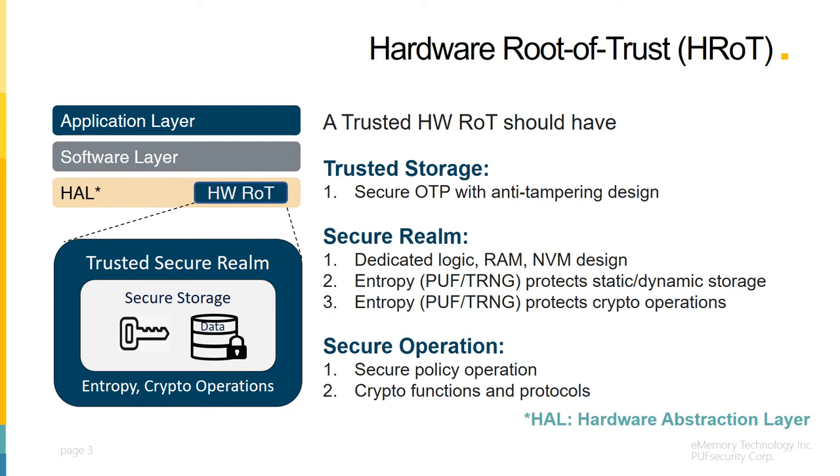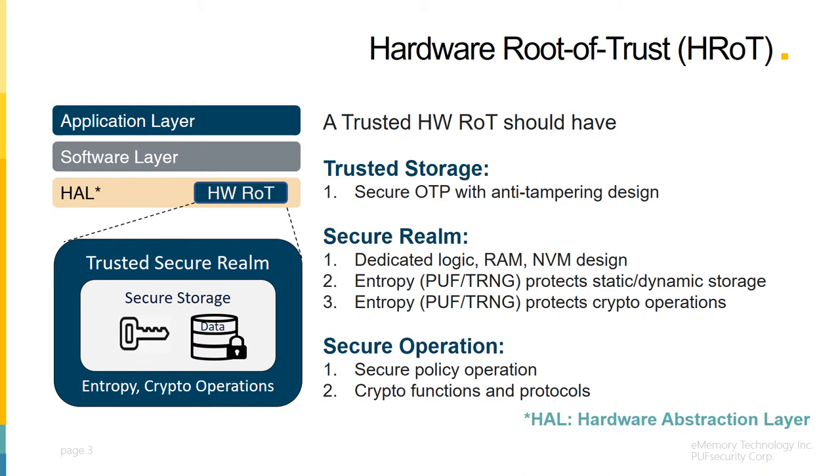Before the PUFiot introduction, I would like to recall and introduce the hardware root of trust again. Security systems can be divided into three levels. Application layer, usually related to applications or services. Second is the software layer. Third is the hardware abstraction layer, which includes firmware, API, and hardware design. The security of the systems comes from a design core, the root of trust, which is usually implemented using hardware. The hardware root of trust needs to follow three important principles: trusted storage, security ring, and secure operation.